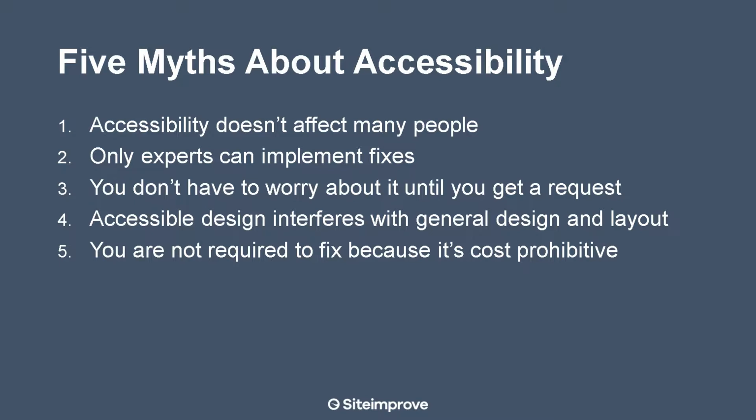I want to talk to you briefly about 5 myths regarding accessibility. Myth number 1, accessibility doesn't affect many people. Well, that's not true. There's an estimate out there that 1 out of every 5 people, that's 20% of our population, has some kind of disability. It may be an obvious disability like mine. I mean, if you're around me very long at all, you'll know that I'm as blind as can be. I can't see a thing.